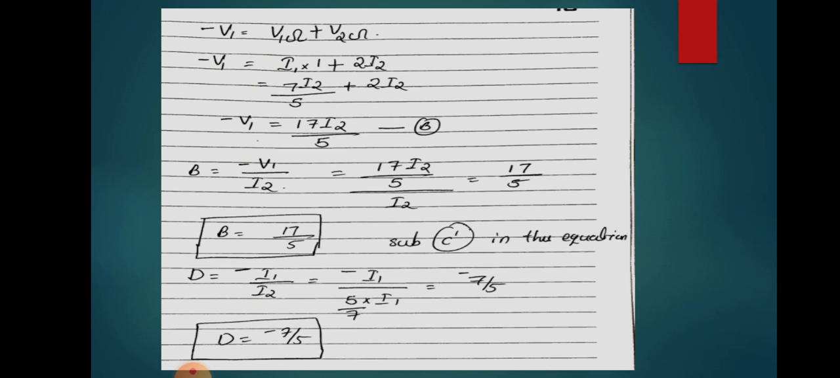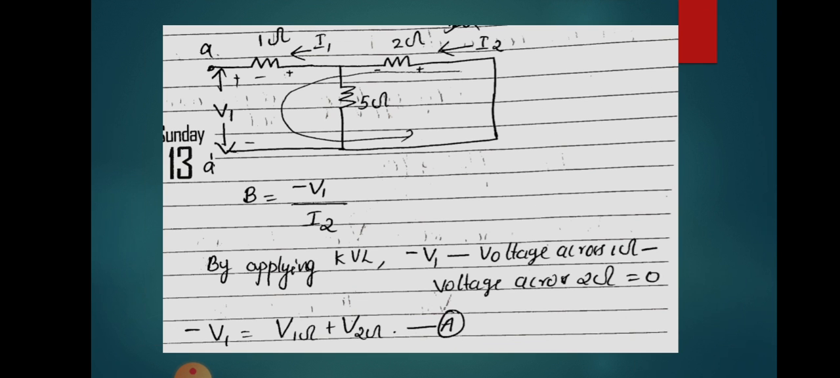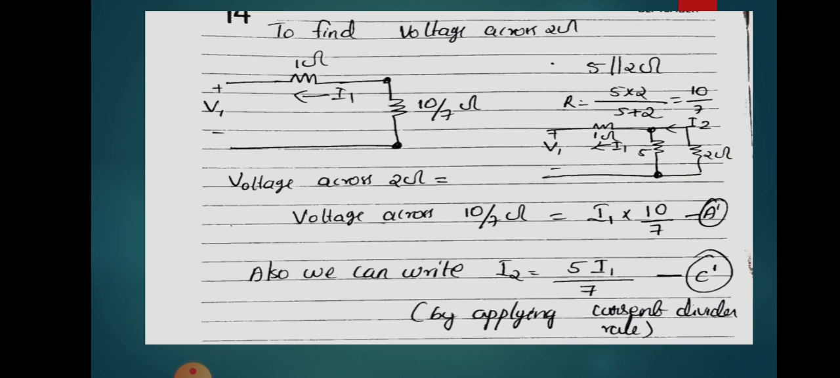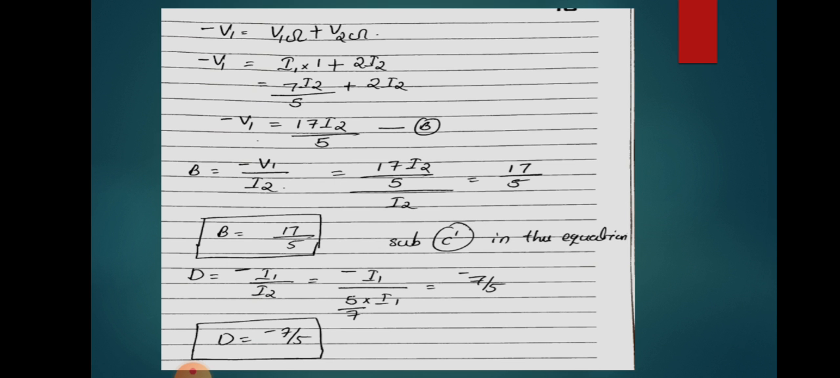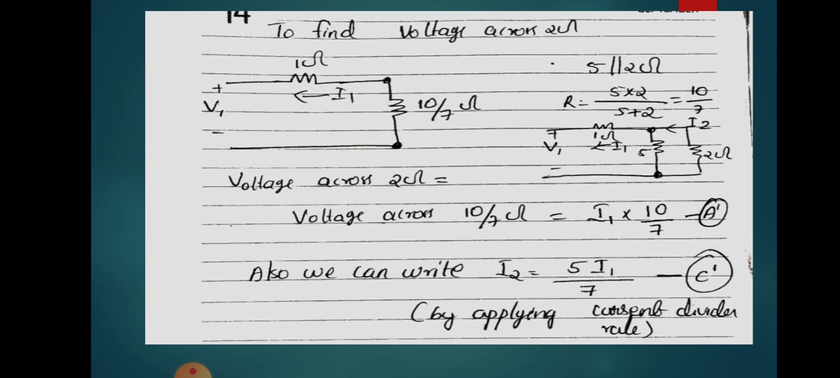Next you want to find minus V1. You have the equation. See here, you are starting from here, minus V1 equal to V1 ohm plus V2 ohm. So that equation we are writing here, minus V1 equal to V1 ohm plus V2 ohm. You know from the circuit diagram, what is the voltage across 1 ohm? See here, this is the circuit. What is the voltage across 1 ohm?